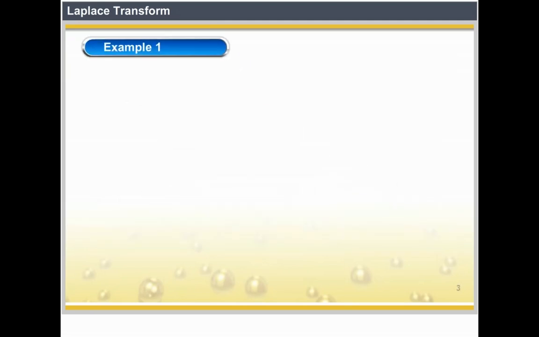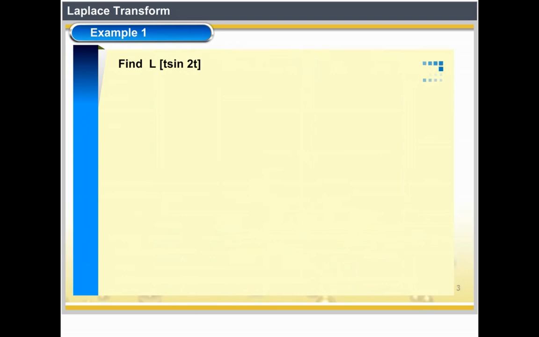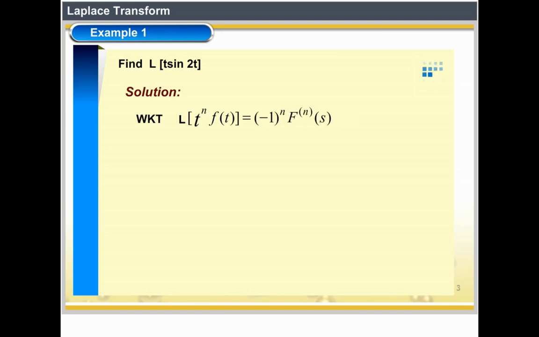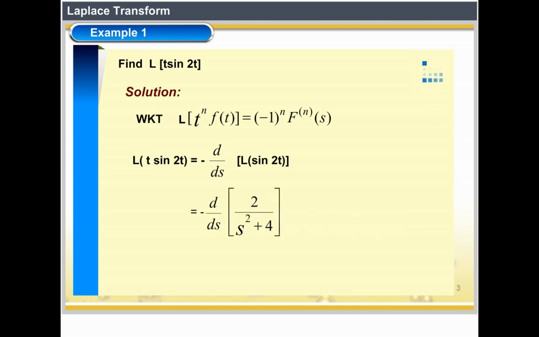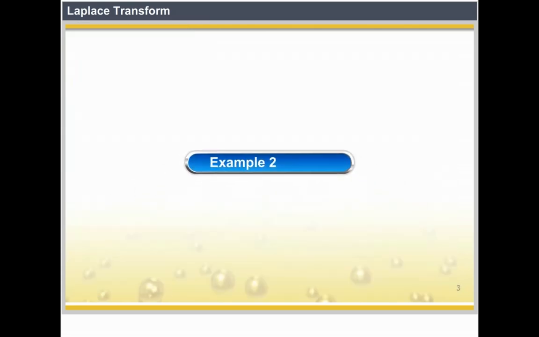Example 1. Find L of t into sine 2t. Solution. We know that L of t power n into f of t equal to minus 1 whole power n into capital F power n of s. Then L of t into sine 2t equal to minus d by ds of L of sine 2t, equal to minus d by ds of the formula for L of sine 2t, which is 2 divided by s square plus 4. After differentiating this term, we get 4s divided by (s square plus 4) the whole square. Example 2.